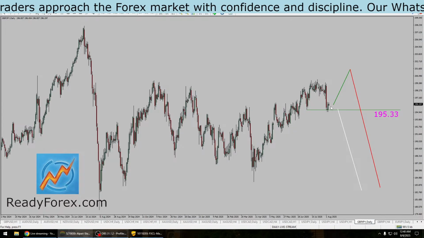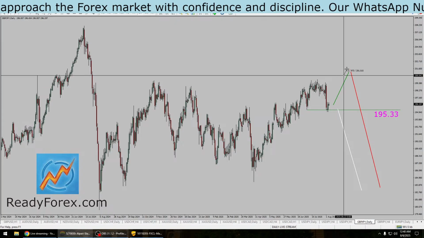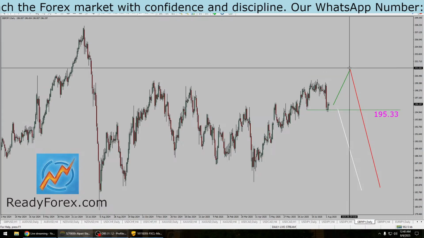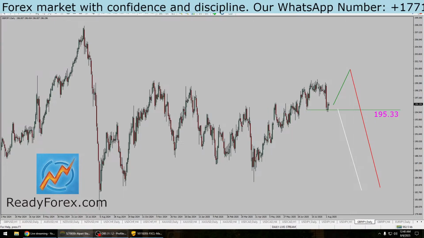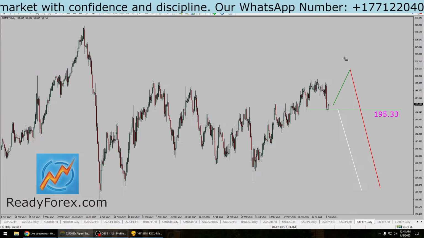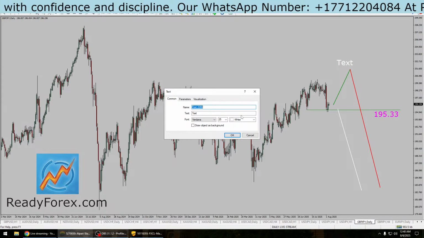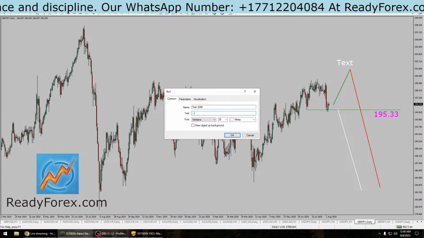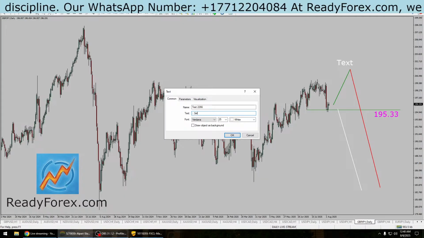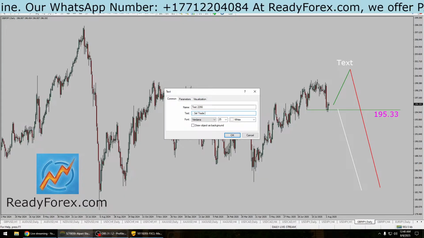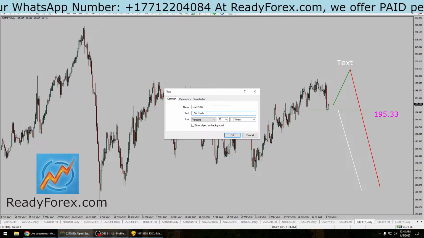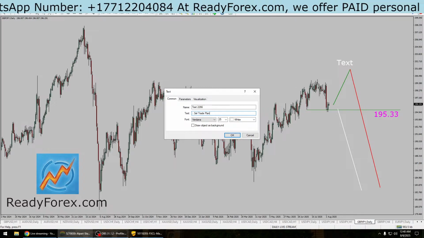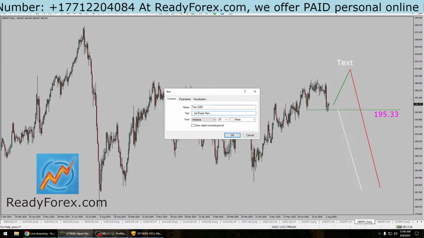A second idea is to wait for the price action to print one more bullish leg, then expect a top somewhere over here. So my plan, I have a sell trade plan over here. In simple words, let me write it down. Sell trade plan over here.